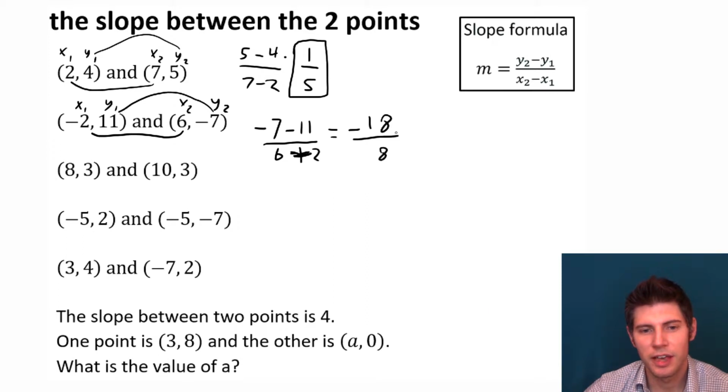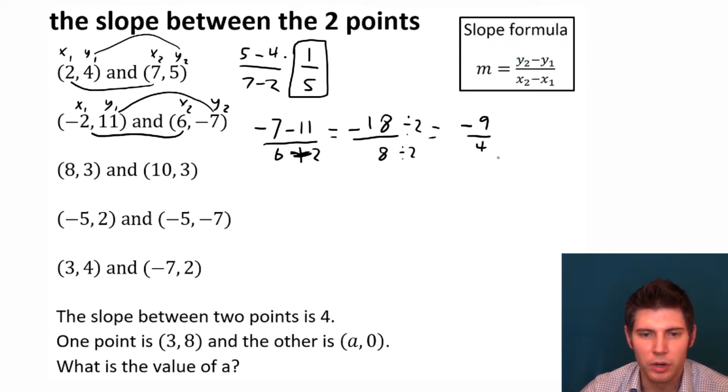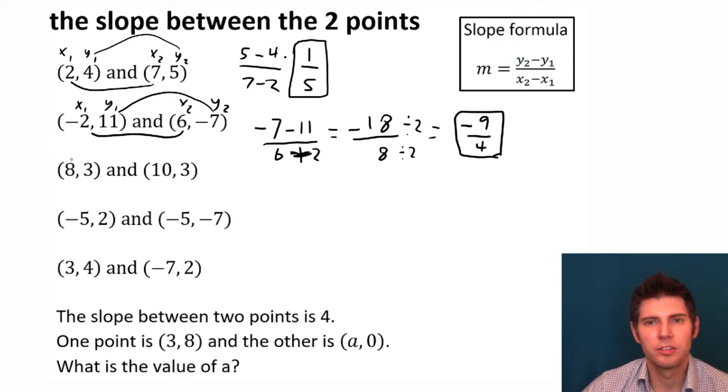Negative 7 minus 11 is negative 18, and 6 plus 2 is 8. And then we can simplify this. They're both divisible by 2. So we end up getting negative 9 over 4. And that is the answer to number 2. So number 3, same thing.